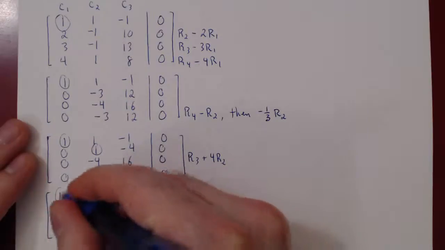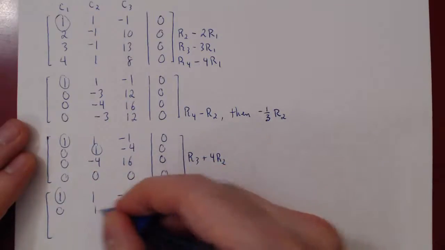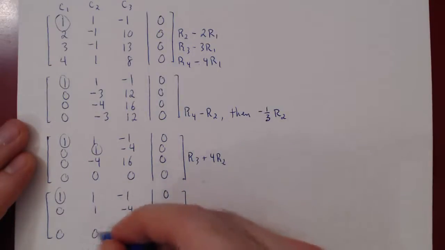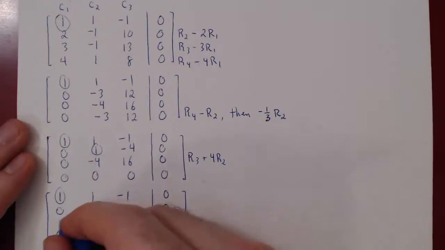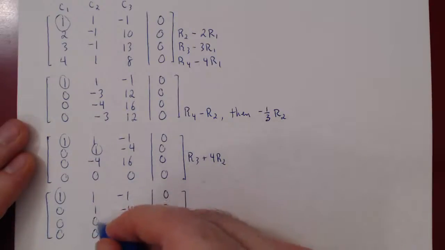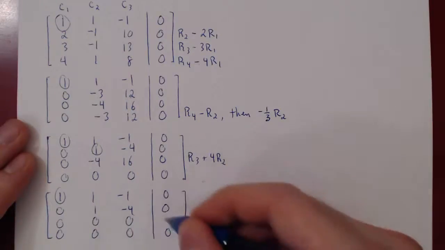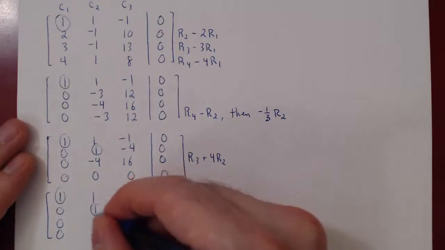So we can recopy row 1 and row 2 as we're not changing them. Row 4 as well is a row of zeros. And now let's see, 0 will stay 0. Negative 4 plus 4 is 0. 16 plus 4 times negative 4 is negative 16, 0. And so row 3 becomes a row of 0 as well.